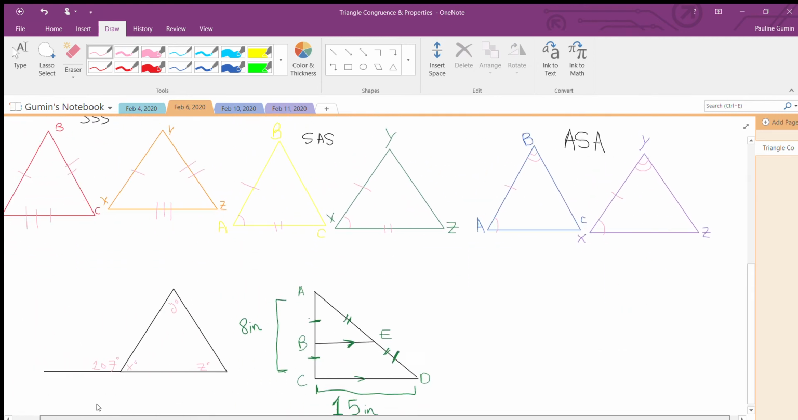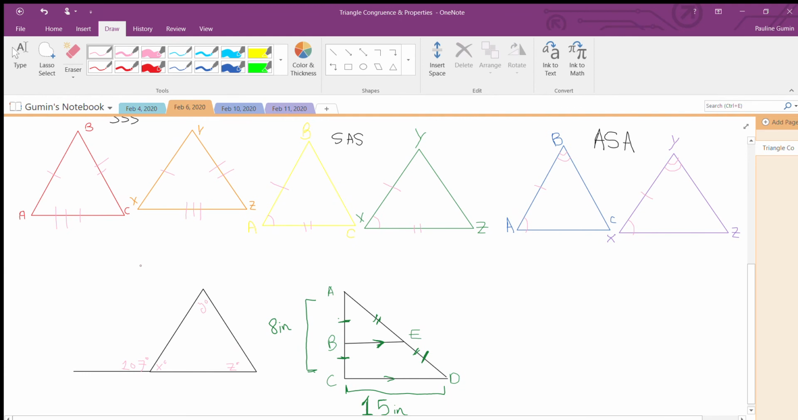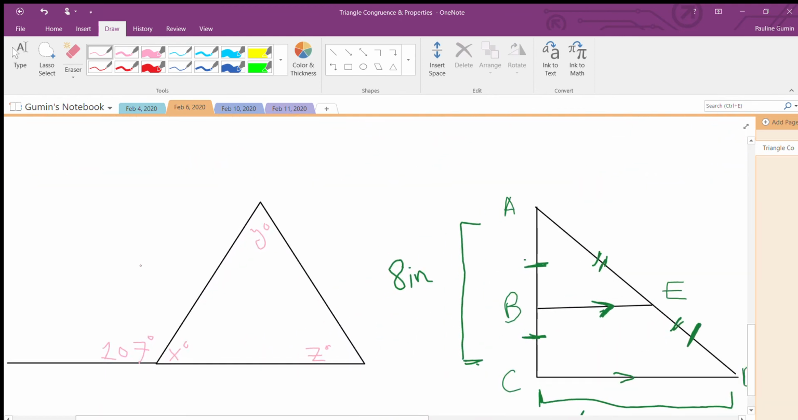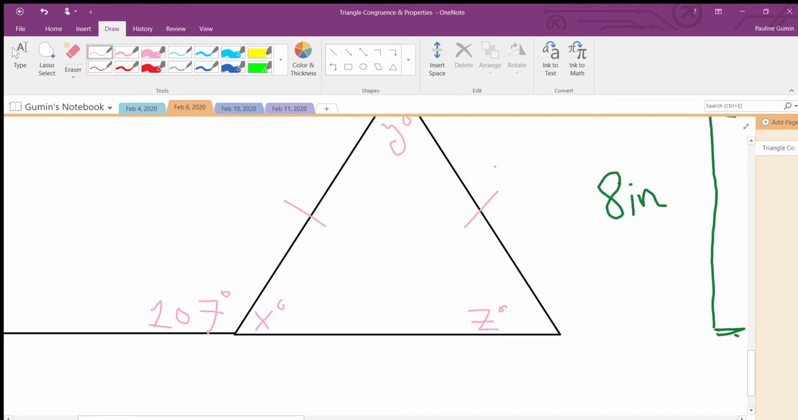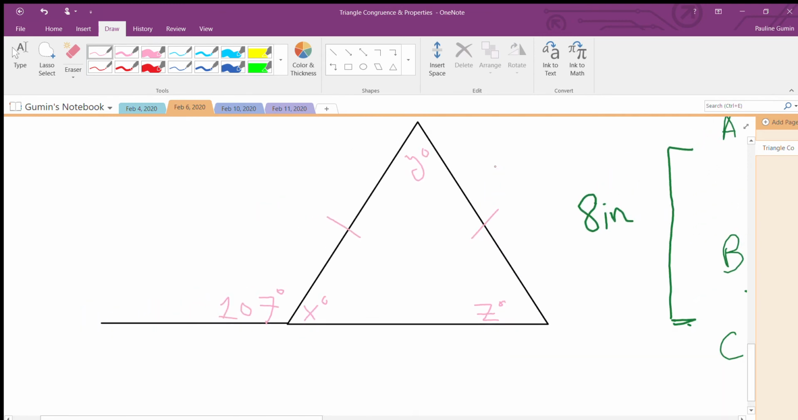Alright, lastly, let's take a look at a little bit more properties about triangles. So, I forgot to mark this beautiful triangle with ticks. Okay, now it's even more beautiful. Okay, take a look at this triangle I have drawn for you. What I'd like to do is find all of the degree values. I have two sides marked with 1 tick mark. That means those two sides have the same value.